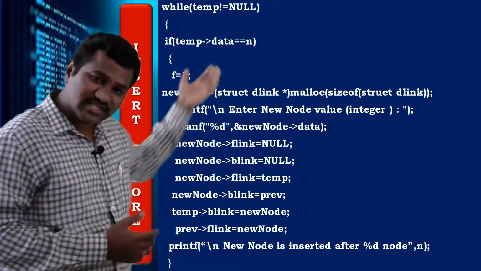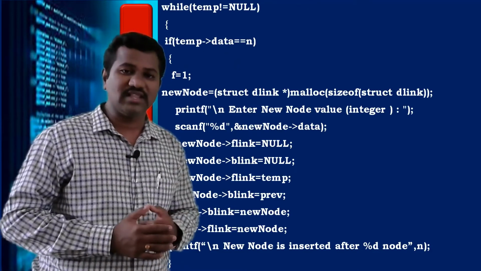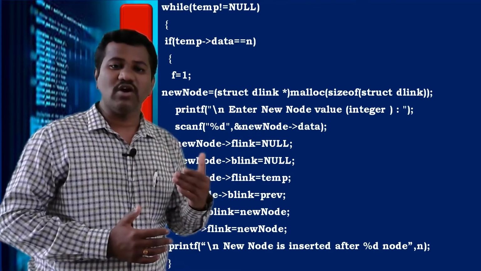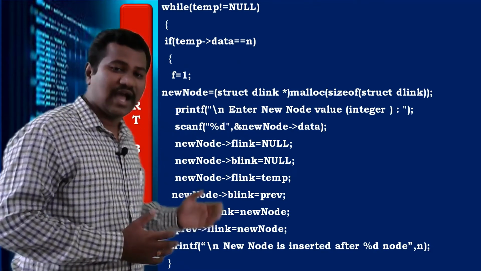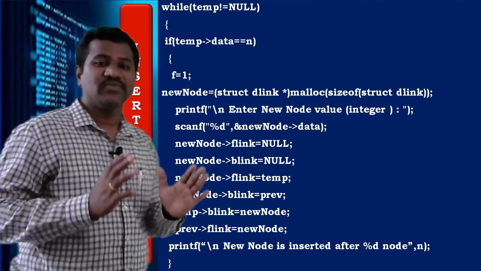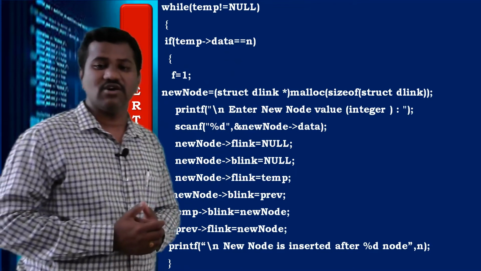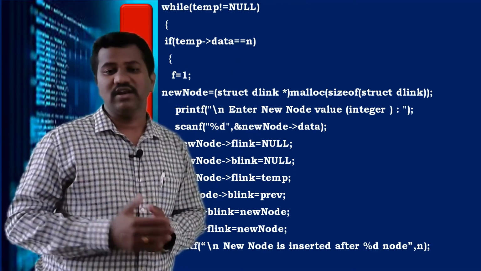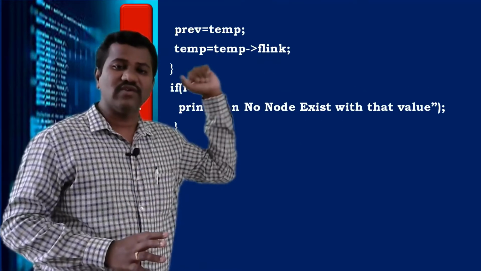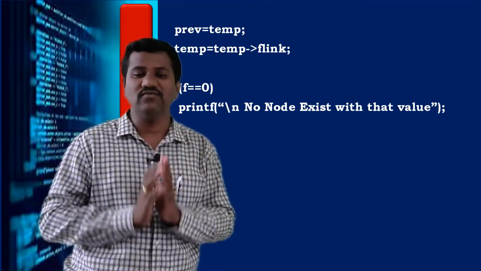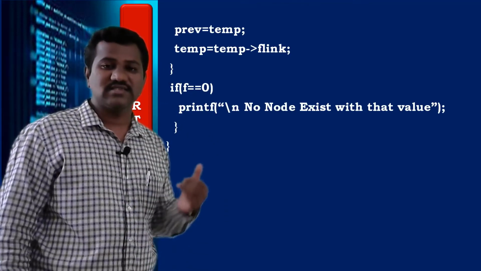If a match is found, it enters into the if part, and inside this if part I'm going to make the value of f one, allocate a block of memory, accept the data part, and assign null to the forward link and backward link. And with the help of these 4 instructions, we are establishing the links. And later we will be giving a message called new node inserted after a given node. Right? So if a match is not found in all the cases, whenever the while loop is going to be false, it comes out of the while loop. After coming out of the while loop, we are checking whether the value of f is 0 or not.